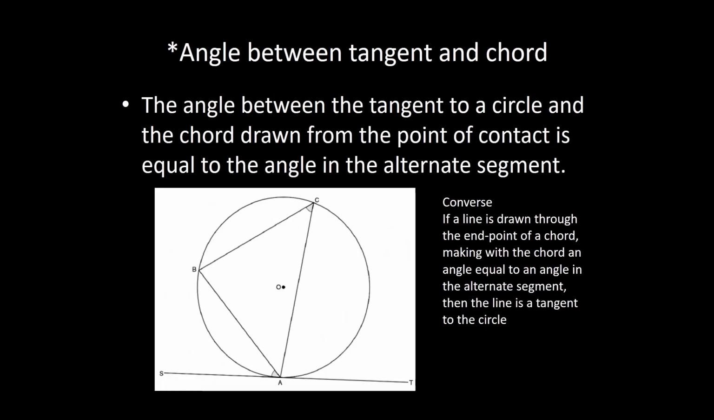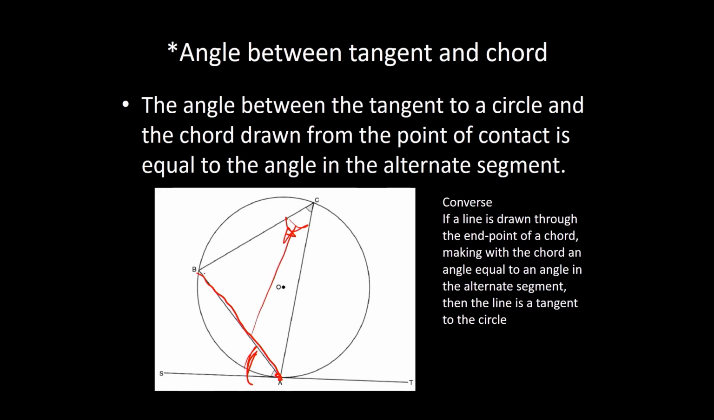Carrying on with tangents, and one that you do need to be able to prove is the tan-chord theorem. And it says that the angle between the tangent to a circle and the chord drawn from the point of contact, so basically this angle here, is equal to the angle in the alternate segment, which means it's the one opposite it.